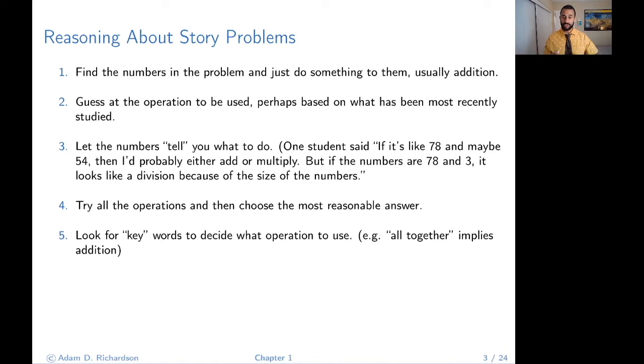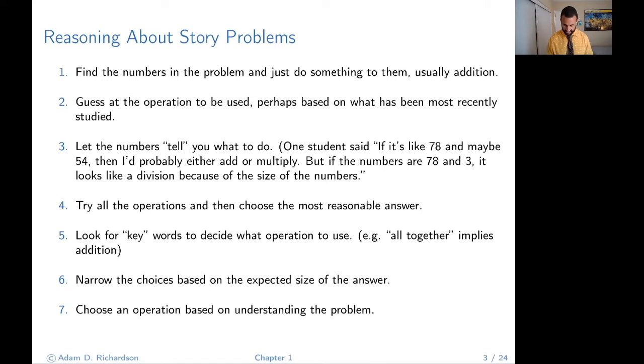5, they would look for keywords to decide which operation to use. We're going to explore that in the activity, actually, the next activity, not this first one. For example, the words altogether can imply addition. 6, they would narrow the choices based on the expected size of the answer. Or 7, they would choose an operation based on understanding the problem.